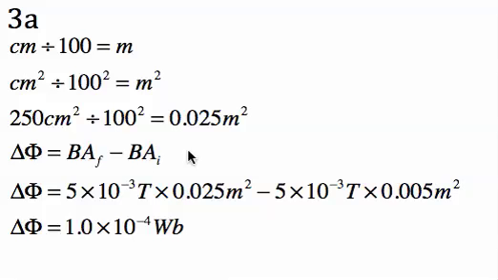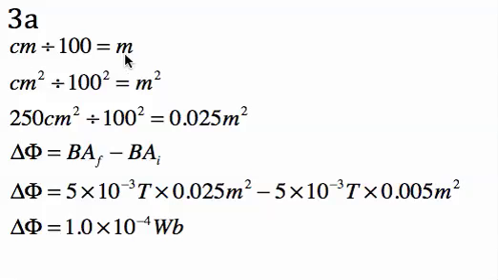In 3a, you have to find the change in magnetic flux, which is the final flux minus initial flux, so the strength of the magnetic field times the final area minus the strength of the magnetic field times the initial area. The trick is you're given the area in centimetres squared, and this area needs to be in metres squared.